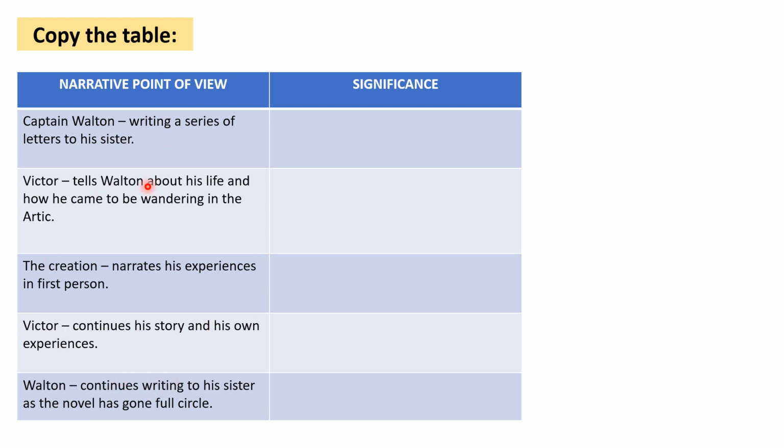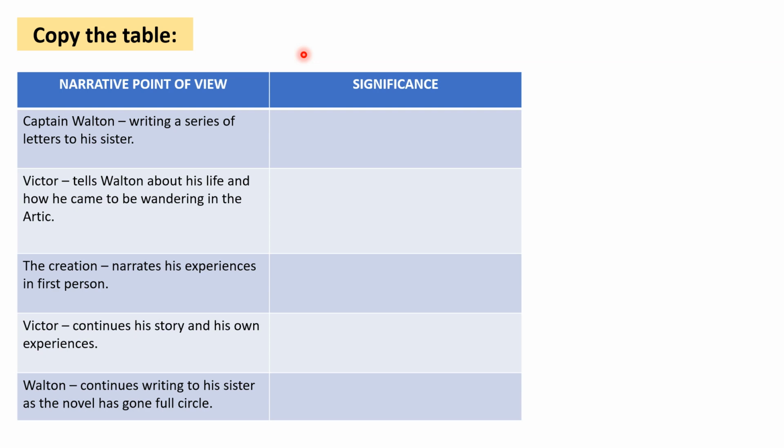We touched on the first and last in our analysis of the frame narrative, but now we want to focus on these three. We're going to complete this table to analyse the significance of that narrative point of view. I'll explain what that means in a second. But for now, can you pause the video and copy this table exactly as it appears on your screen into your exercise books? I recommend that you use half a page or more for this task.